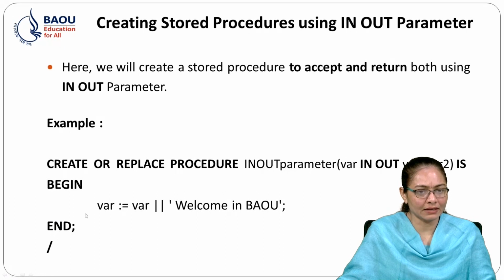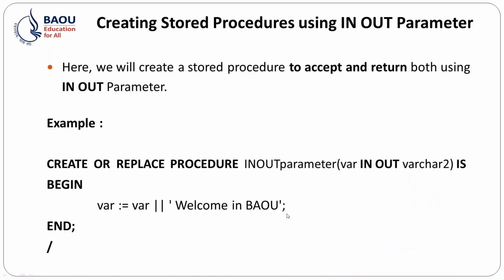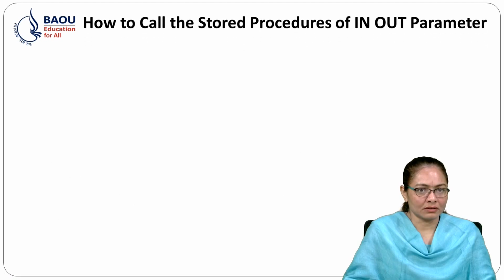In BEGIN or END, where is equal to where and then pipeline 'welcome in BAOU'. Here, the where variable is accepting a value as well as returning the value. So, when we call the procedure in out, then we pass the value in a variable which is displayed here, and it will combine with the welcome in BAOU and then return to the calling function. Now, how to call the stored procedure of IN OUT?